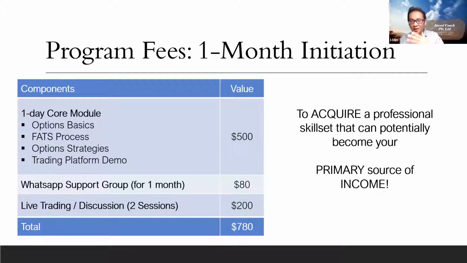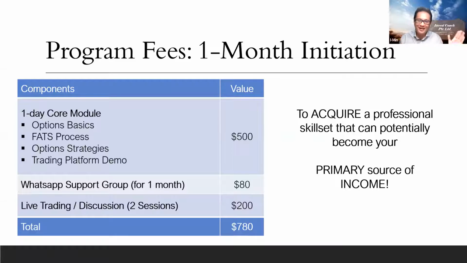So Xiong Yo has already proven that options investing can become a primary source of income for your livelihood. Okay, so for most of us, if you actually want to acquire a professional skill, we have to go through tertiary education or take an MBA or a master's program, easily 5-figure, some even 6-figure. So today we are talking about just $780 to acquire a professional skill set.